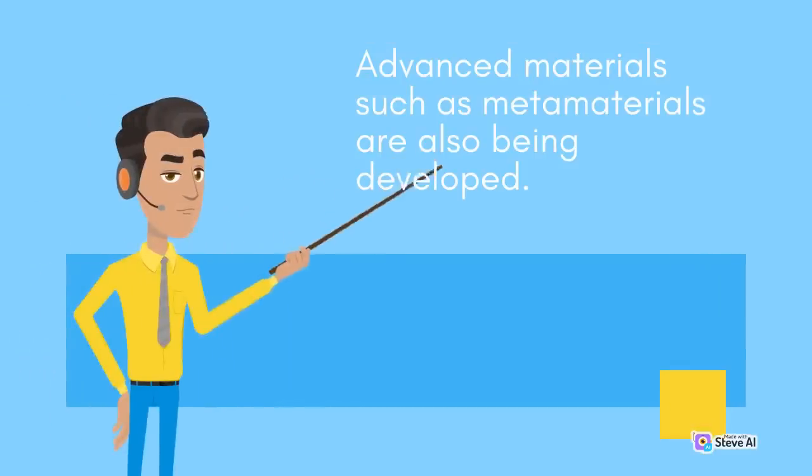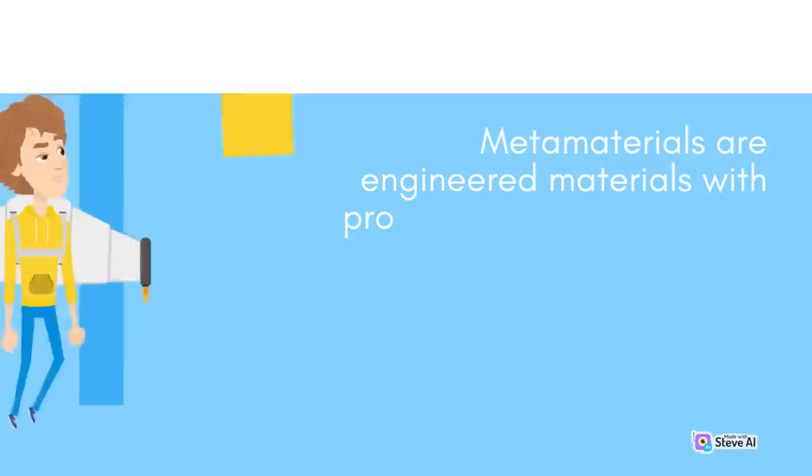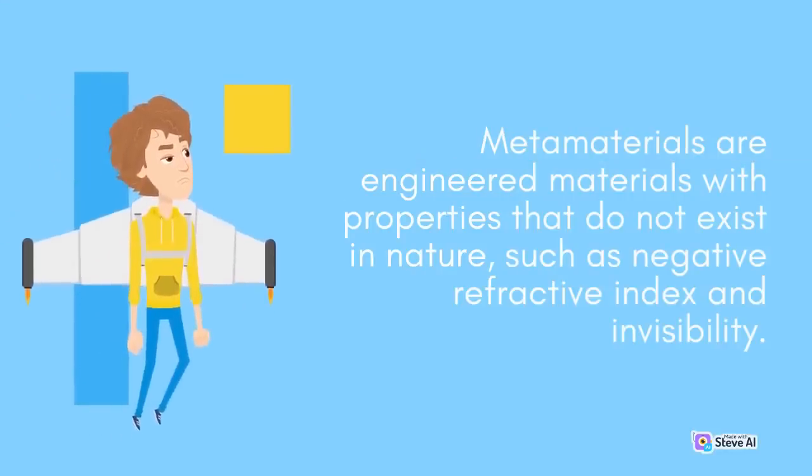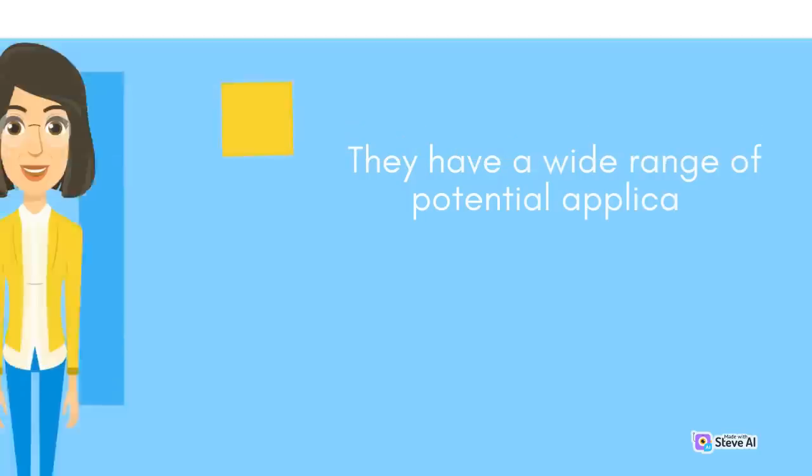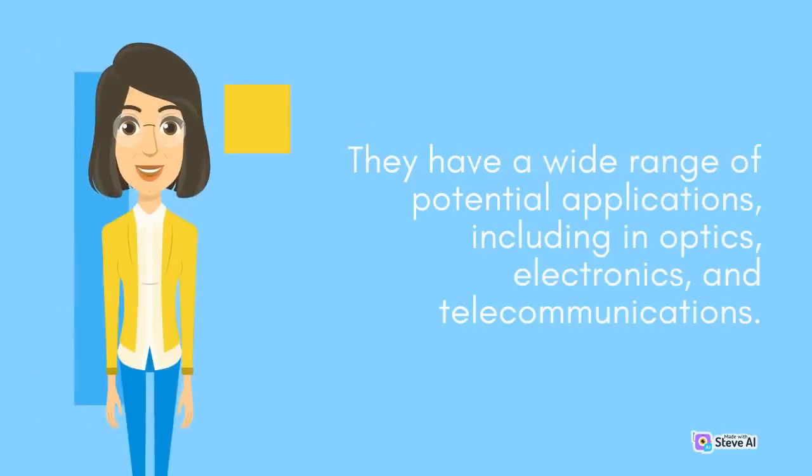Advanced materials such as metamaterials are also being developed. Metamaterials are engineered materials with properties that do not exist in nature, such as negative refractive index and invisibility. They have a wide range of potential applications, including in optics, electronics, and telecommunications.